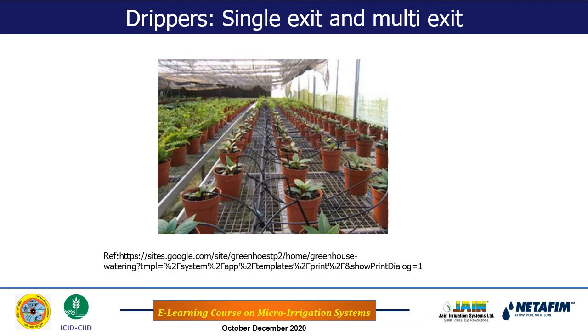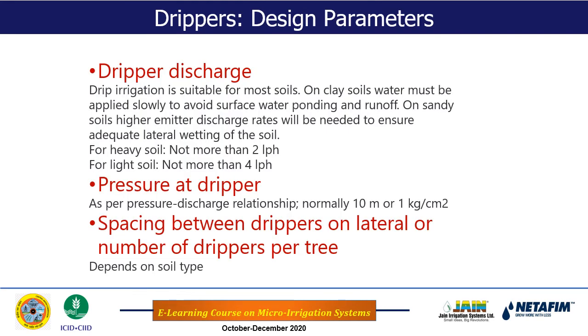Multi exit we also need in polyhouses where we grow in pots. So instead of having one emitter per pot, there are two rows of pots, and for two rows of pots there is one row of lateral, and there is one main emitter as shown here, and this one emitter will take care of four pots. So one main emitter is there, and from it 4 emitters will emerge, and then each pot will be irrigated. So this is all regarding the multi dripper, which is a very important component.